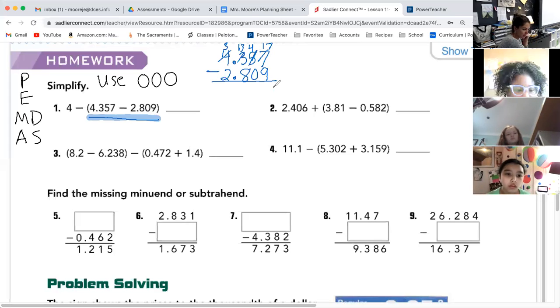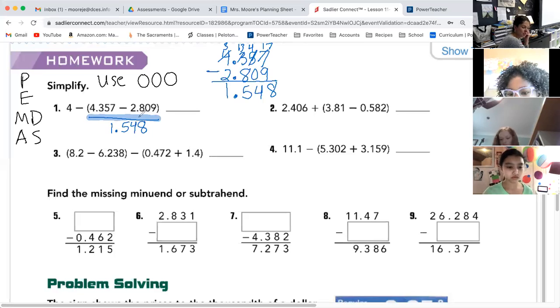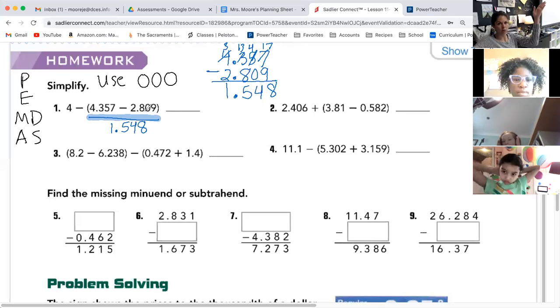17 minus 9 is 8. 8. And there's 4, and there's 5, and there's 1. So this value, 1.548, is not the answer, but it represents this piece of the expression. So we're going to put it right underneath the spot it's replacing in the total expression. We're trying to wean it down into one value.